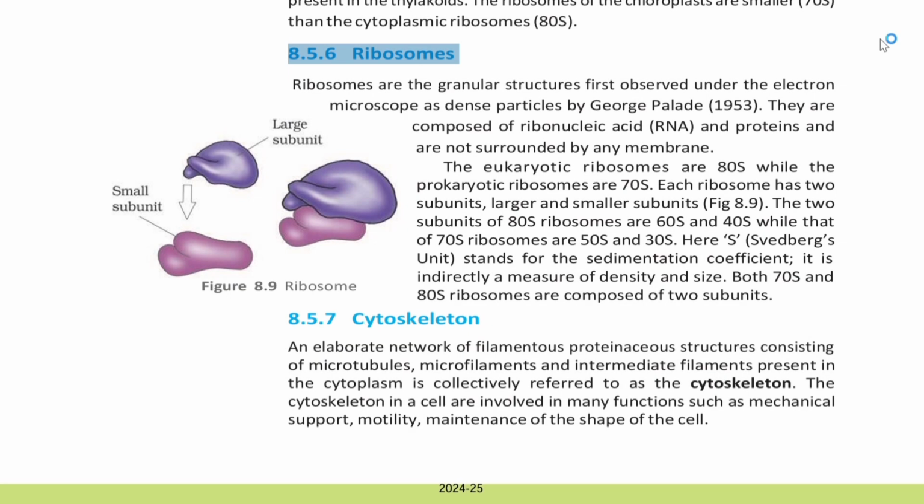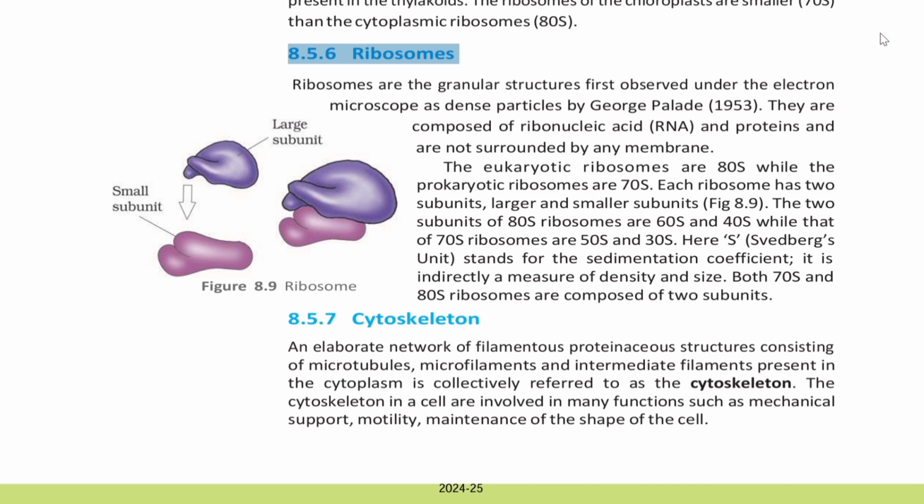8.5.6 Ribosomes. Ribosomes are the granular structures first observed under the electron microscope as dense particles by George Palade in 1953. They are composed of ribonucleic acid, RNA, and proteins and are not surrounded by any membrane. The eukaryotic ribosomes are 80S, while the prokaryotic ribosomes are 70S.